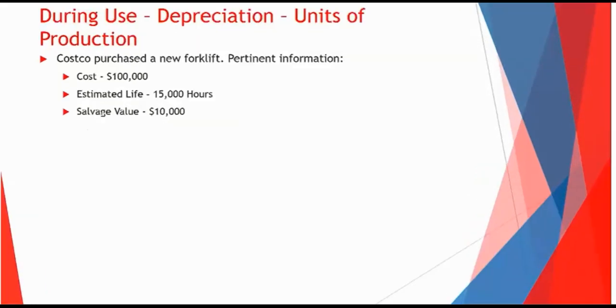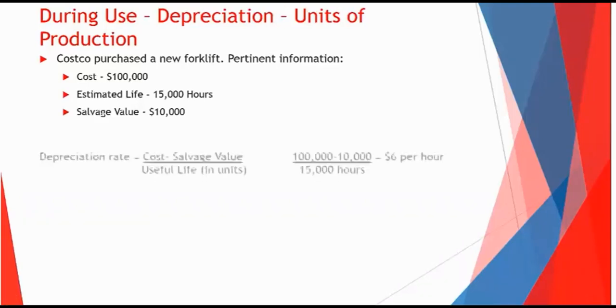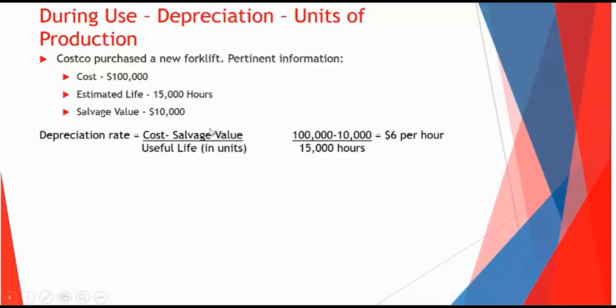Like an aircraft engine. What we're doing under units of production is we're trying to match our depreciation expense each year to how much we actually use that forklift. So our formula changes a little bit: cost minus salvage value over useful life in units is the key. Before it was useful life in years.